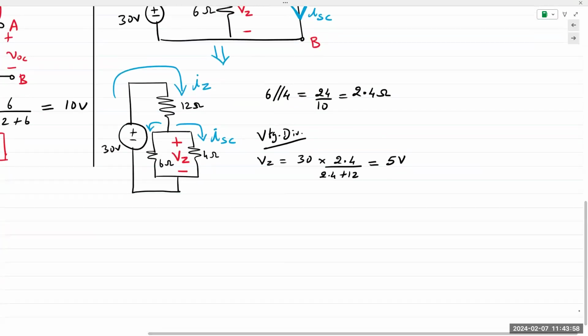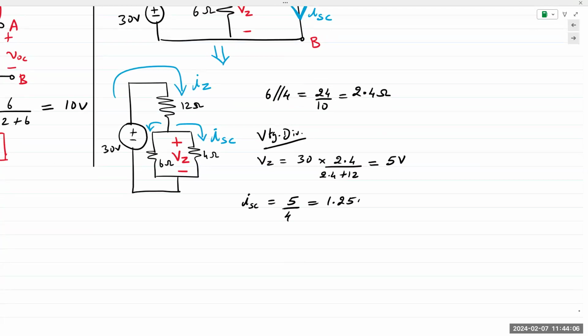In this case, I can write ISC is simply 5 divided by 4, which is 1.25 amps, which from Ohm's law, we already expected, right? If our answer was incorrect, they would not match up. In this case, they do match up.